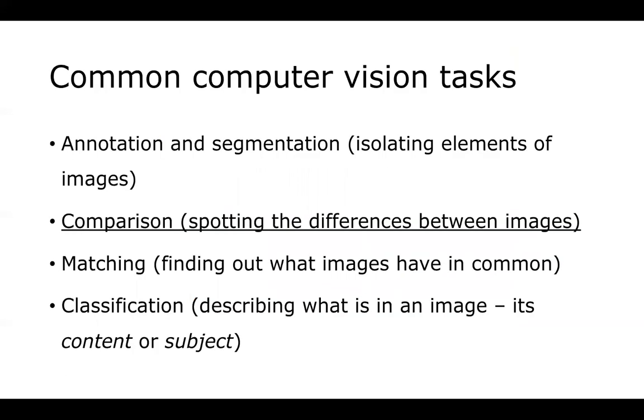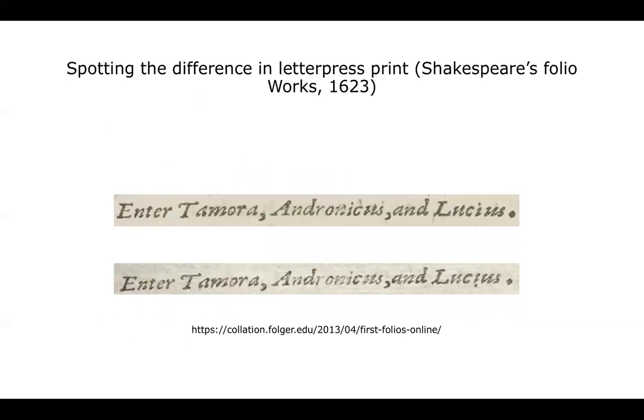Moving on, image comparison, spotting differences between images, something computers are very good at, perhaps better than most humans, certainly over a long period of time and a large amount of data. So a canonical form of difference spotting that will be well known to book historians of the Renaissance is spotting the difference in letterpress print. So here I've got a stage direction from 2 copies of Shakespeare's First Folio works of 1623. And I'll give you 5 seconds to spot the difference between the top and the bottom example, which I've taken from the Folger Library's collation blog.